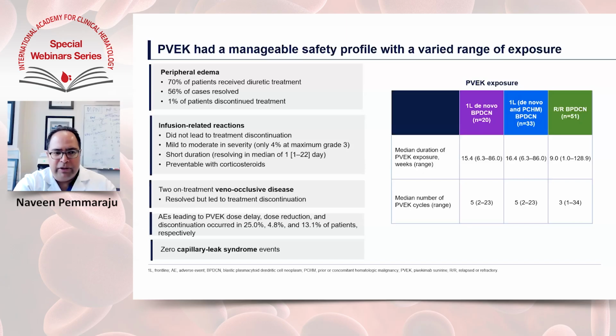We talked about the peripheral edema. Most patients responded to standard diuretics. Infusion-related reactions, I mentioned, steroids. There were 2 on-treatment cases of VOD, so we need to pay attention to that, particularly at the time of stem cell transplant. And then there were no capillary leak syndrome events. And again, that's to contrast with the tag experience, which did have some percentage of those events.